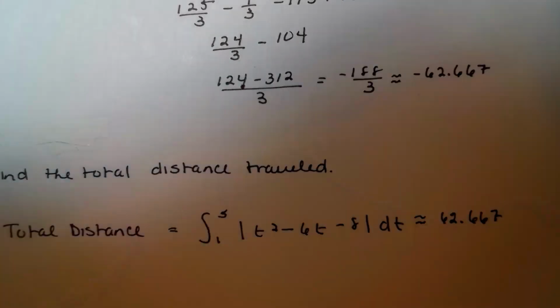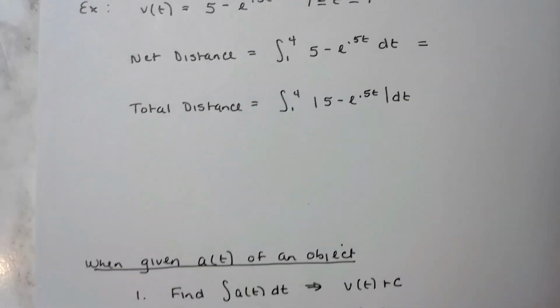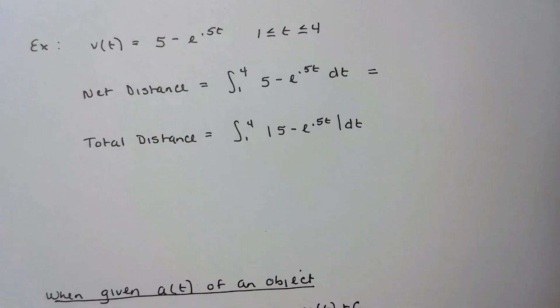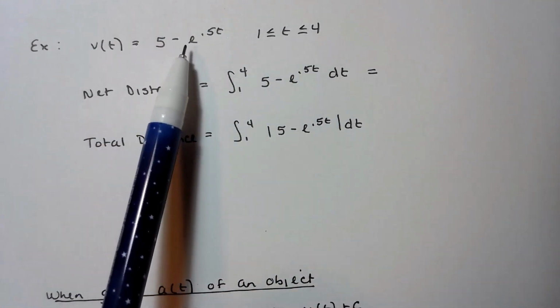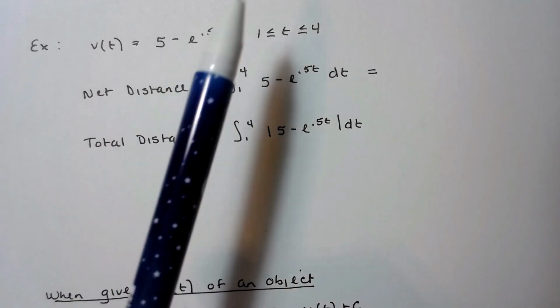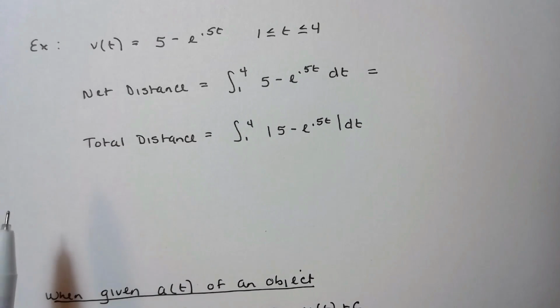Here's the other one. So let me move this up a little bit. The other example is this one here. This also comes from the homework section. So I went ahead. This is a weird little function. It's 5 minus e to the 0.5t. So not easily done by hand. The time interval is from 1 to 4. And we want to find the net and the total distance.